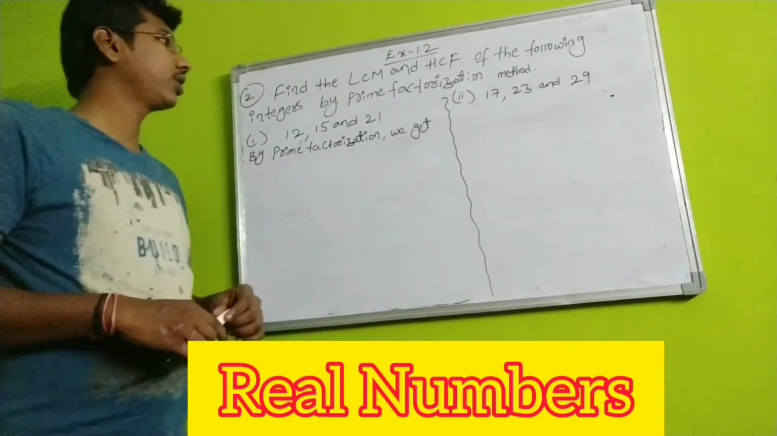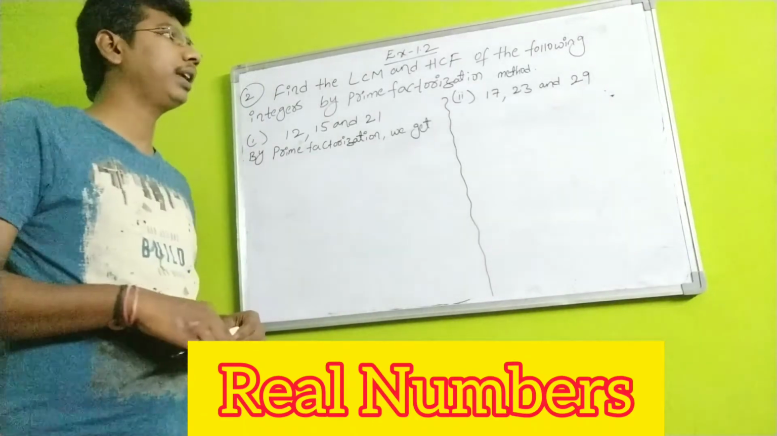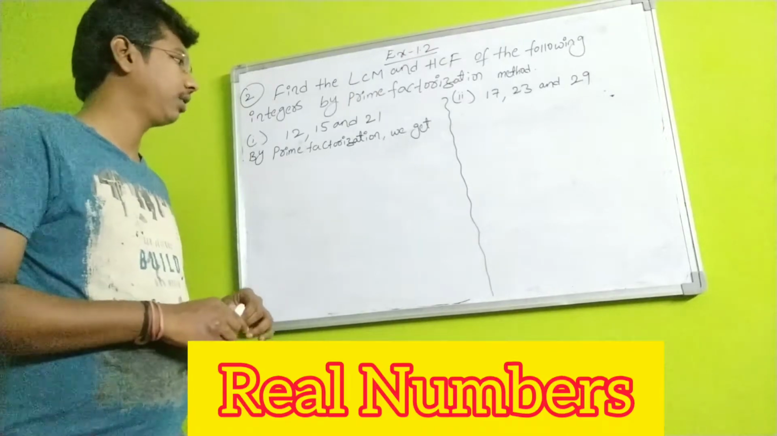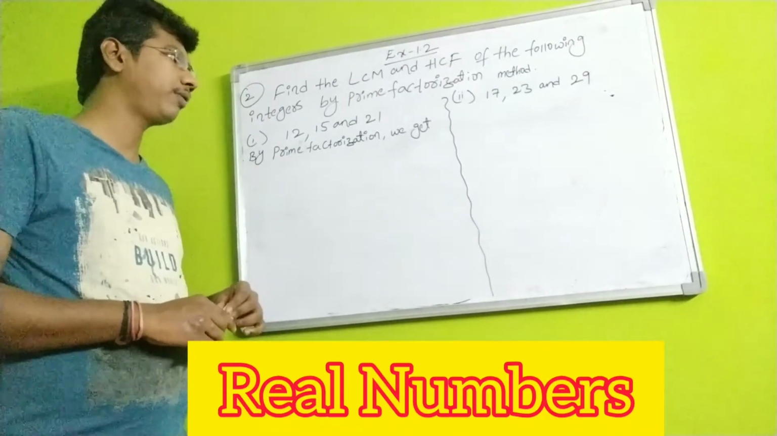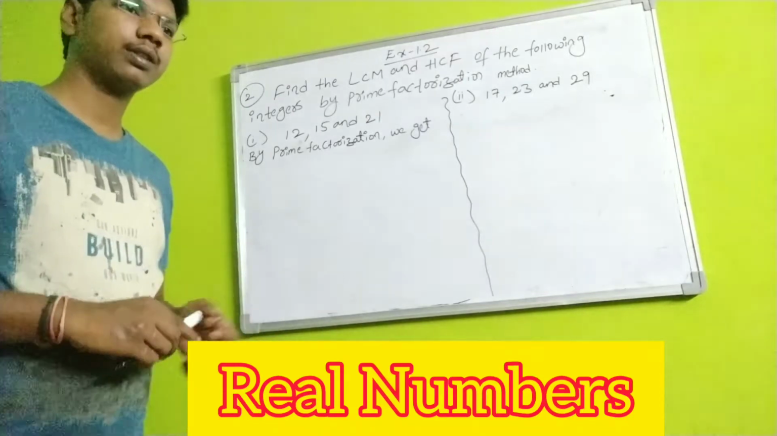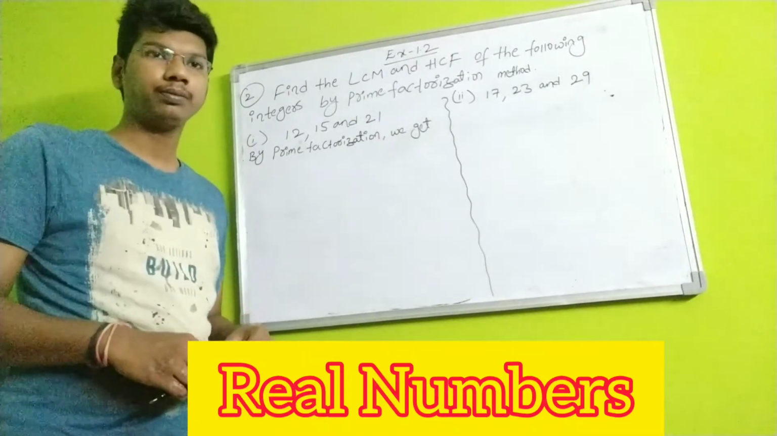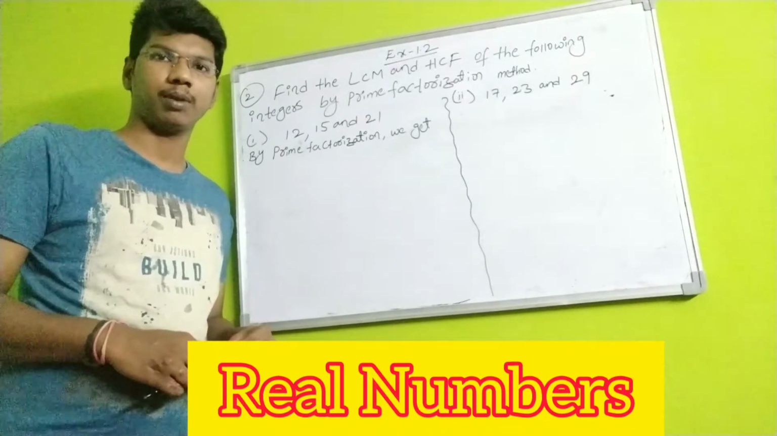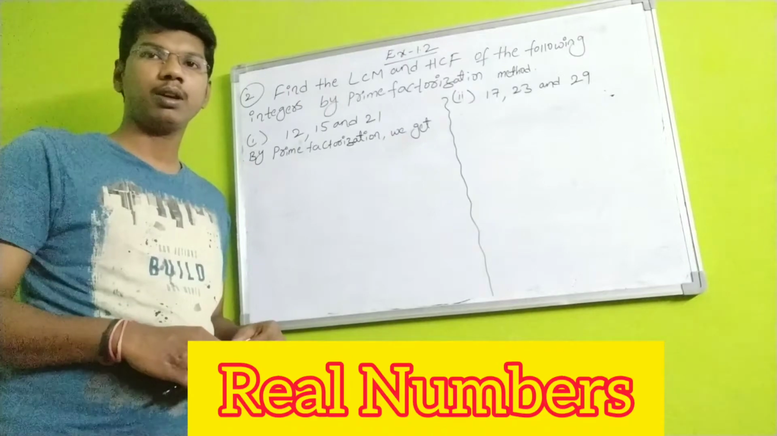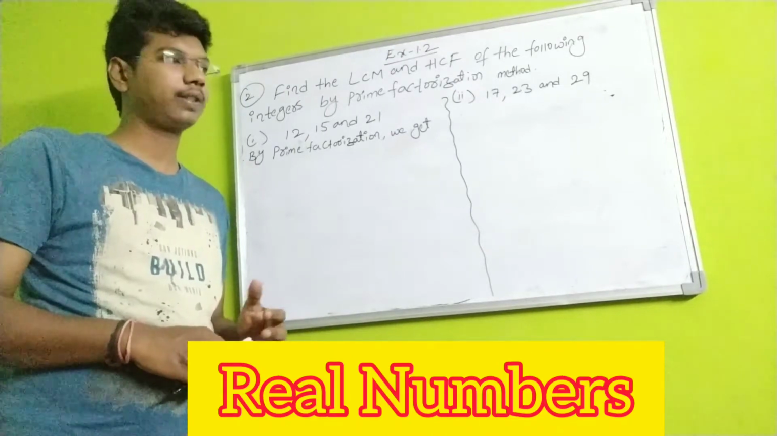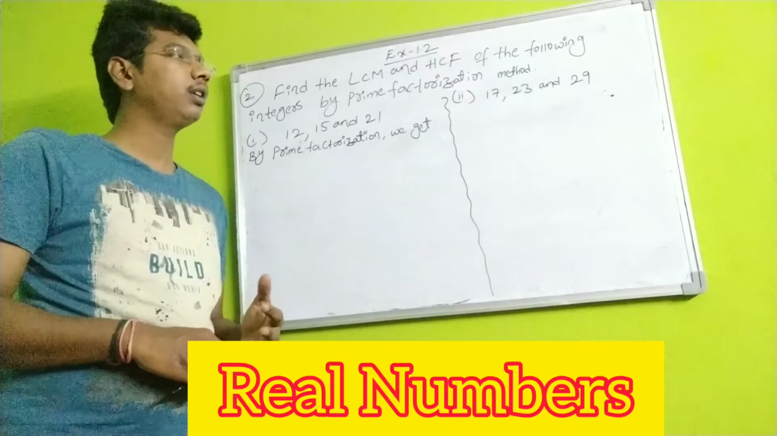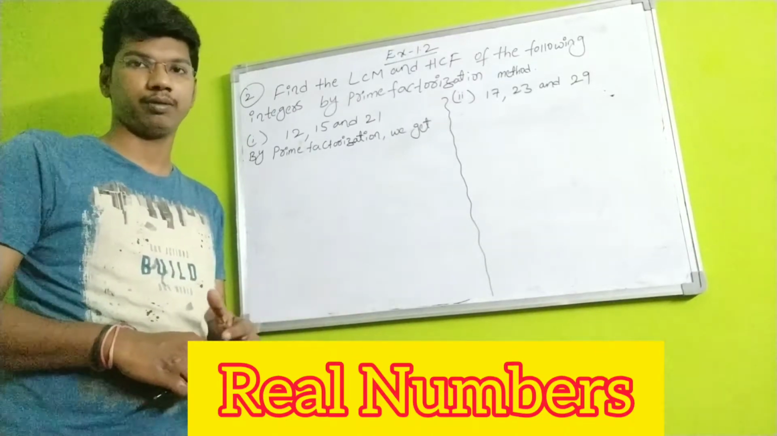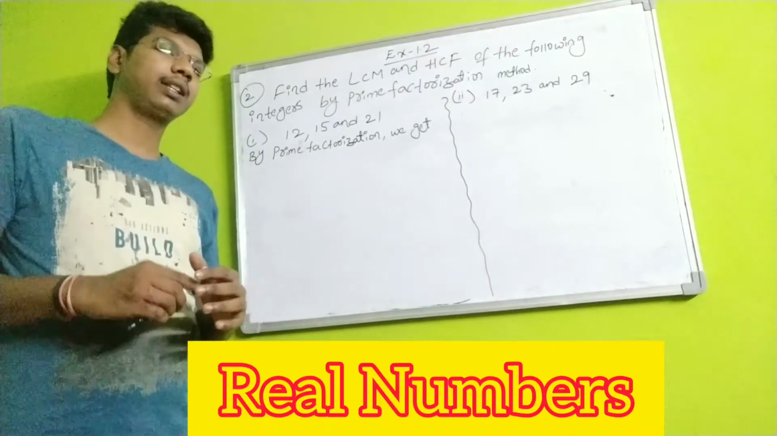Next, question number 2. Students, the question is: find the LCM and HCF of the following integers by the prime factorization method. Question number 1 is 12, 15 and 21. In the previous class, in exercise 1.1 first problem, we found the HCF using Euclid's lemma. Here, in this question, by using the prime factorization method, we have to find the LCM and HCF. Okay, students, now let's see the solution.